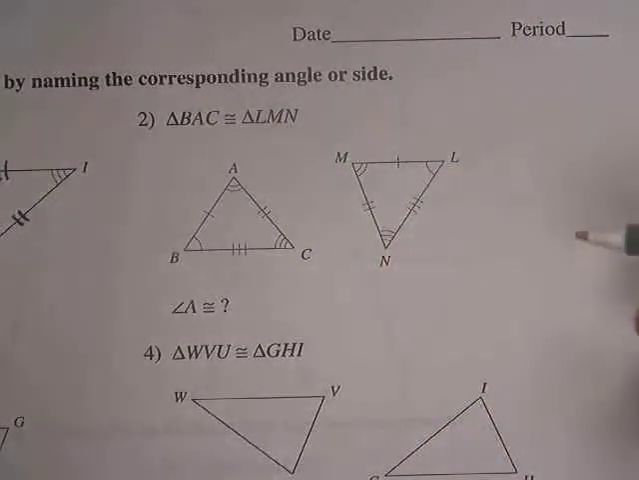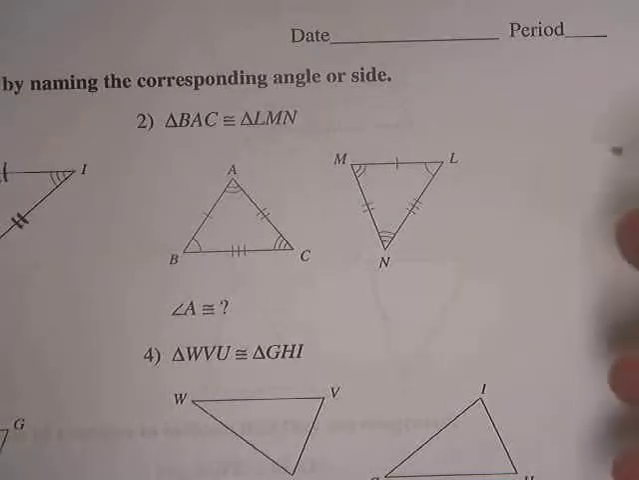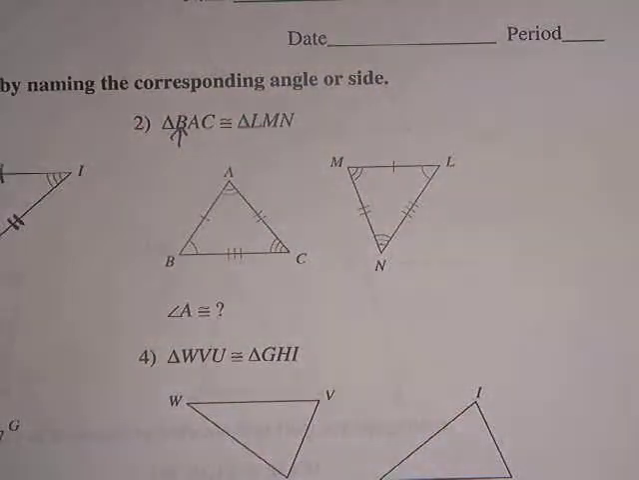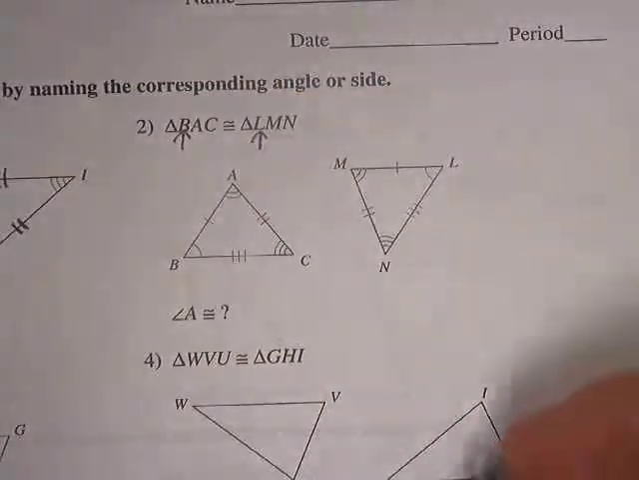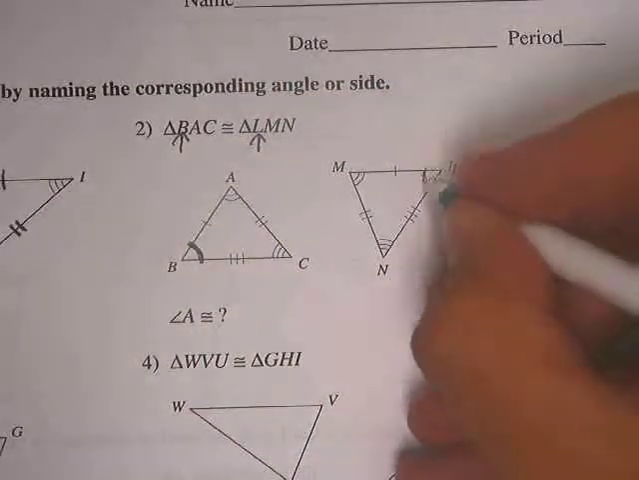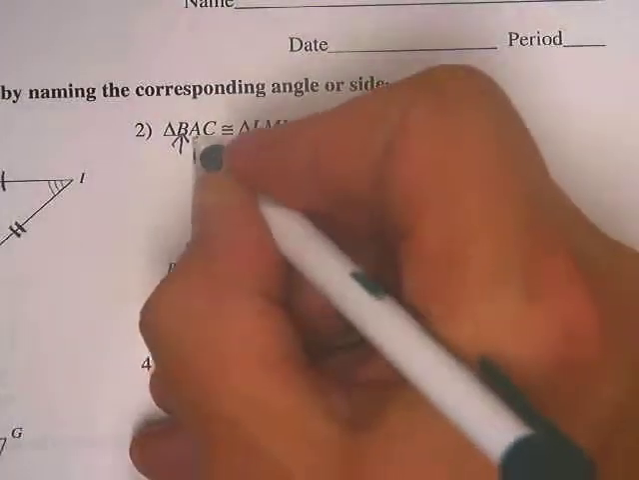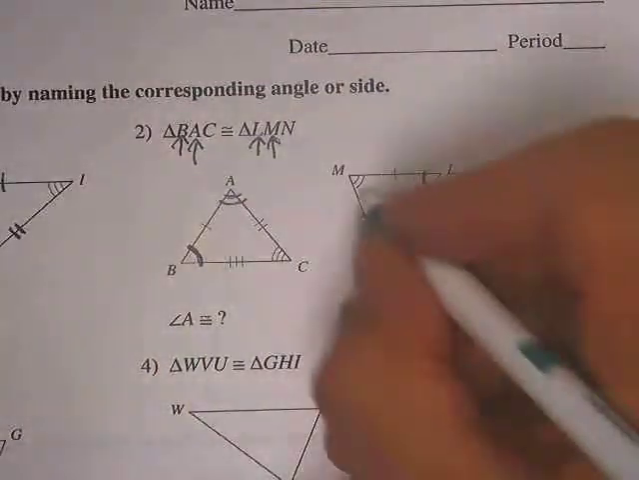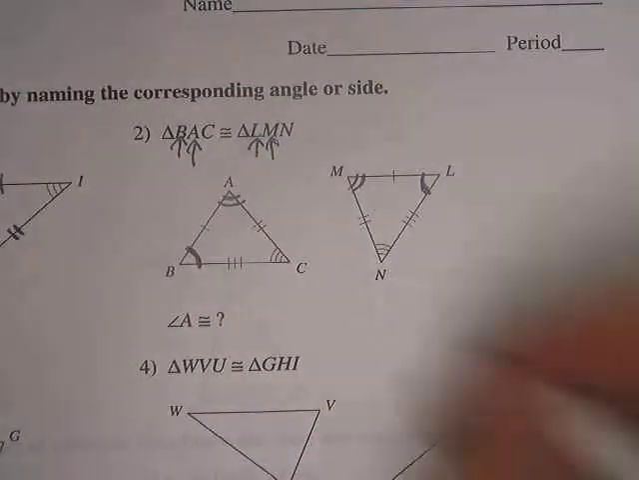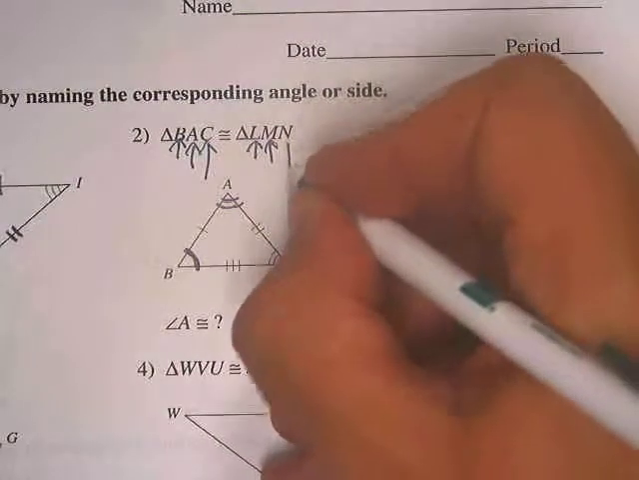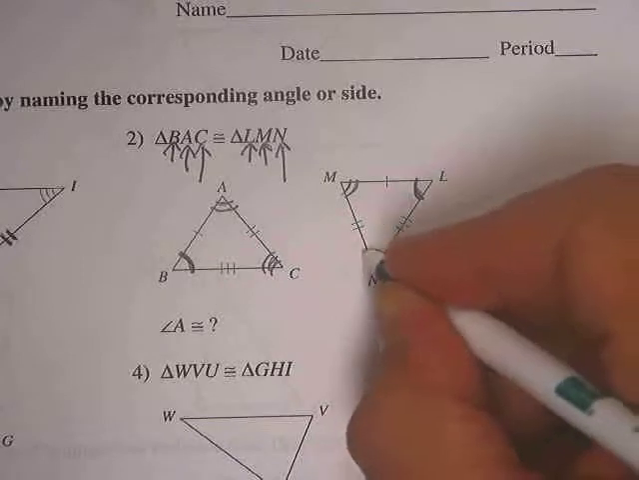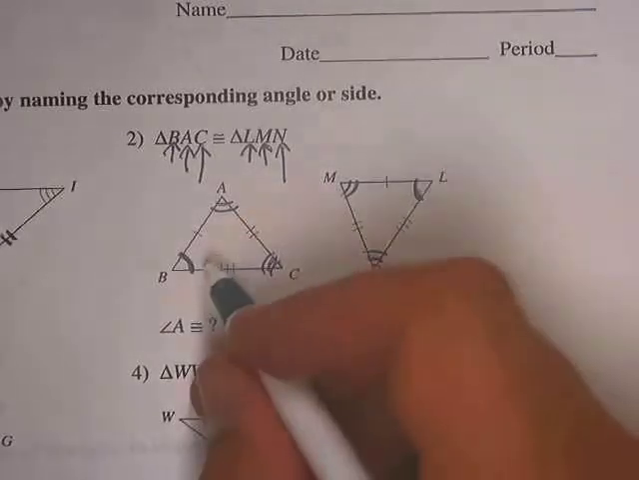Next, if you look at BAC is congruent to LMN. Also, the angles in the corresponding positions are also congruent if the triangles are congruent. What do I mean by that? Well, if I look at B, B is in the same position as L. So B has got to be congruent to L, right? A is in the same position as M. So A and M are congruent. Finally, angle C is in the same position as N. So C is congruent to N.